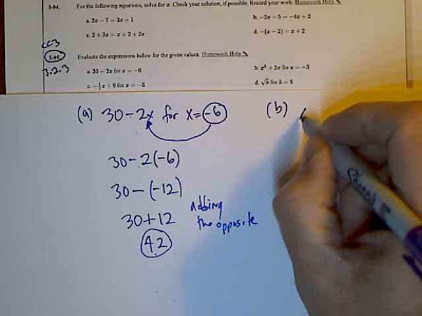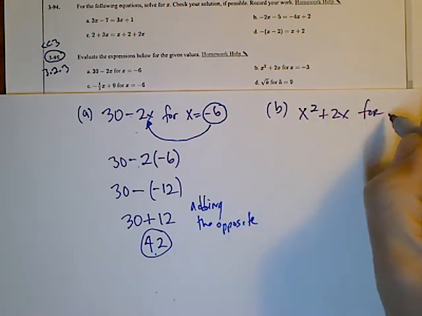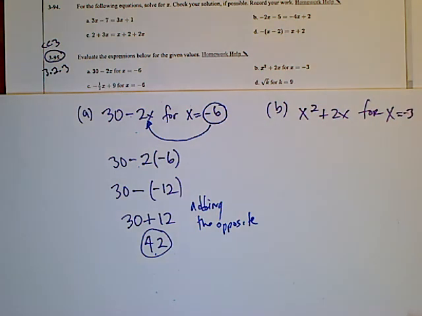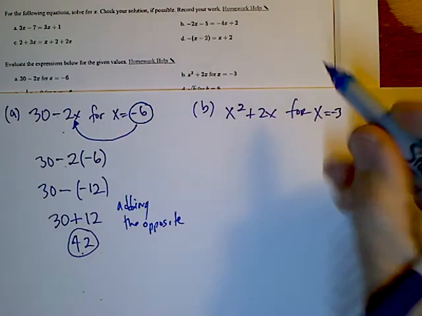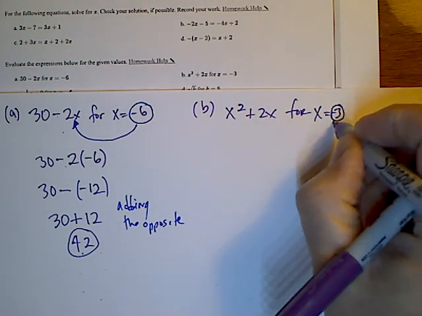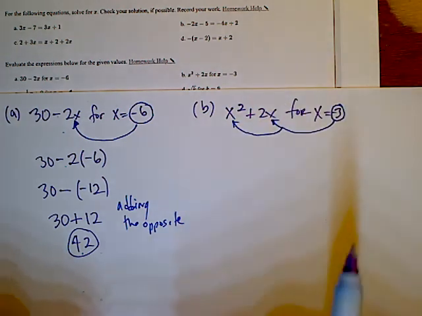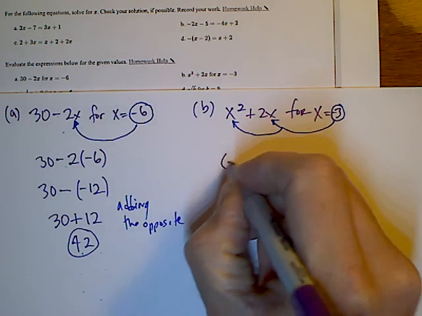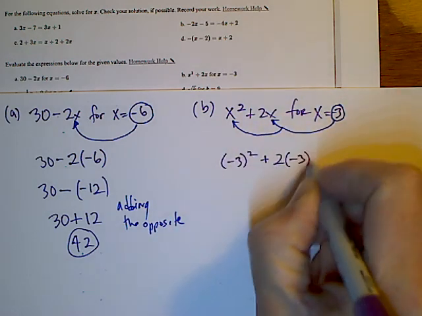All right, let's take a look at B. B is the expression x squared plus 2x, and they want us to evaluate that for x equals -3. Ooh, there we go, x equals -3. So again, we're looking at taking that -3 and plugging it in, now in this case, two places that there's an x, a variable in our expression. So this is -3 squared plus 2 times -3.